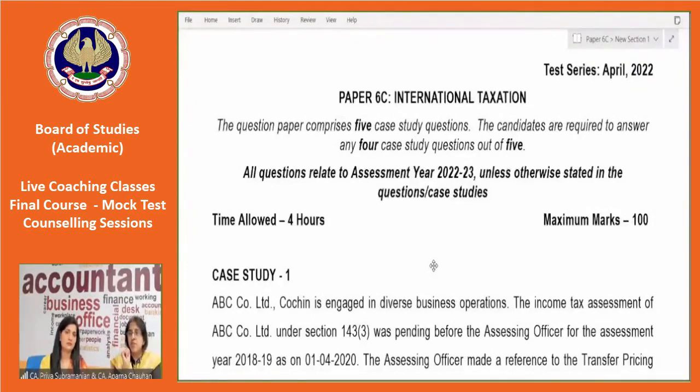Then the penal provisions for transfer pricing, that again is important, and country by country reporting. So these are the main things in transfer pricing.